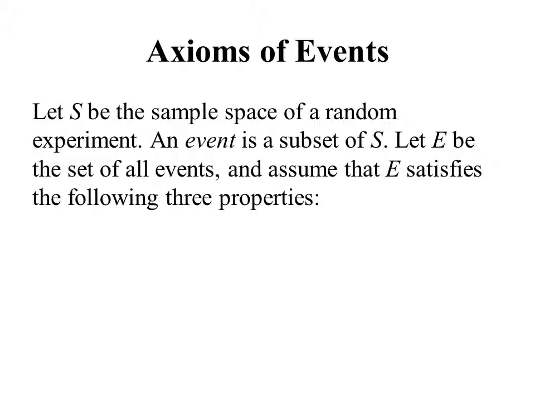So number one, the entire sample space is an event. Number two, it says that if A is an event, then its complement is an event. And again, this symbol here, A bar, denotes the complement of an event or of a set. And remember back from elementary set theory that the complement of a set is like the opposite of the set. We'll talk more about that on the next slide. And then the third property says that if A1, A2, and so on are all events, then the union of all those events is also an event.